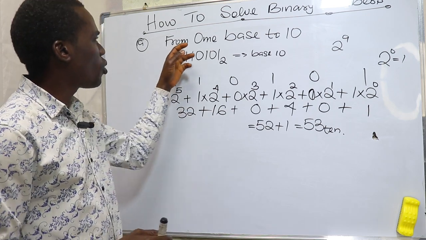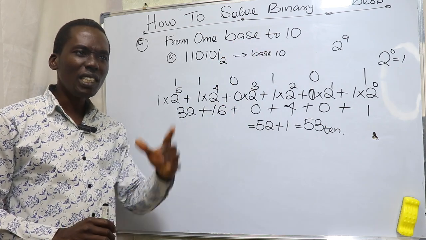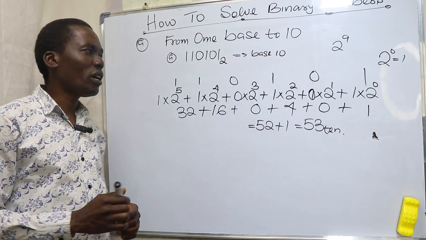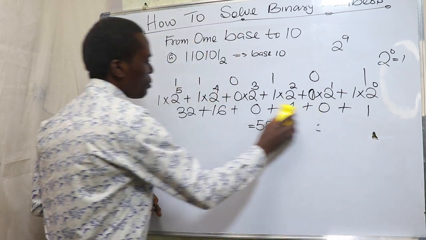Now this one na how to convert from one base to base wetin? To base 10. I go give you only one. No, I promise I go give two examples. So we go check the second example.